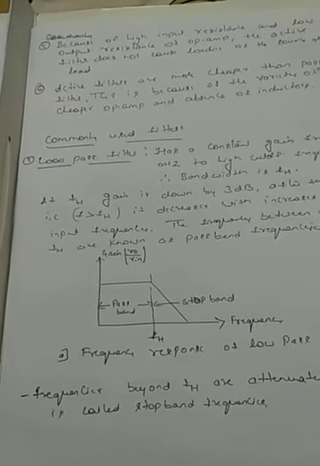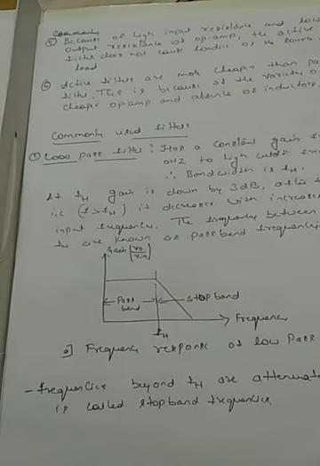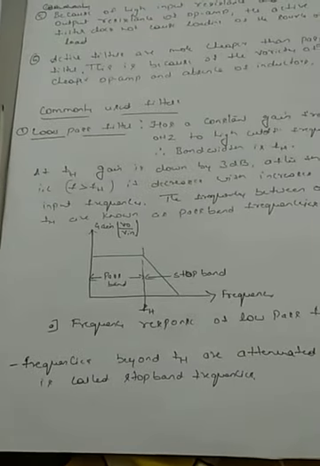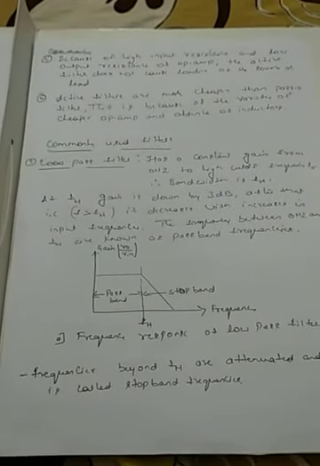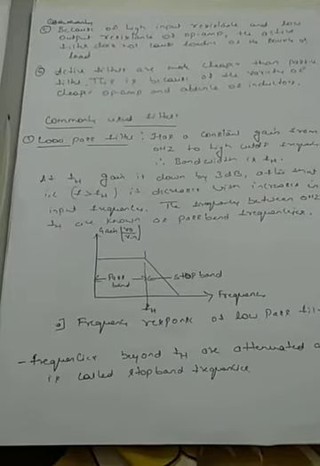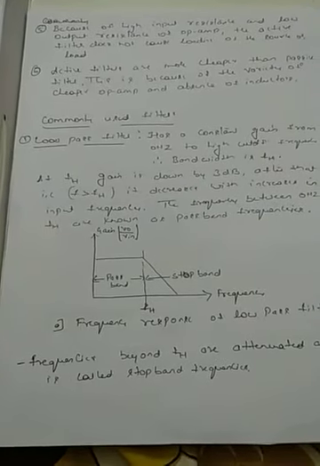Okay, and also the active filter does not cause loading of the source, due to the high input resistance. So these are a few advantages of active filters. Now we will see what the commonly used filters are. The commonly used filters are the low pass filter, high pass filter, band pass filter, band reject filter, and finally the all pass filter. So what is a low pass filter?